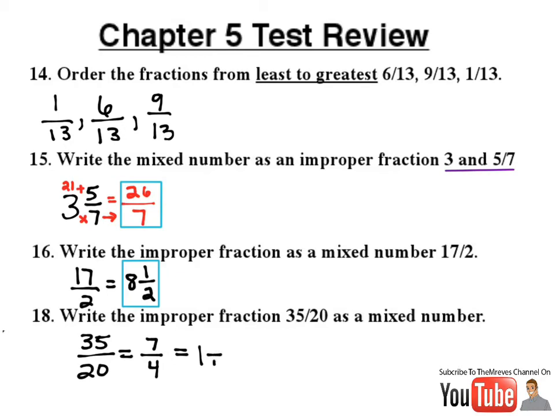And bring my denominator over. 4 times 1 is 4. Subtract from 7, and that gives us 3. So 1 3/4. And so there we're done. So you notice that I simplified my fraction first, and then I changed it. You can do it both ways. So you can go 20 goes into 35 once. That leaves you with 15 left over, and then you'd have to simplify that to get 3/4. So either way, you can do it.